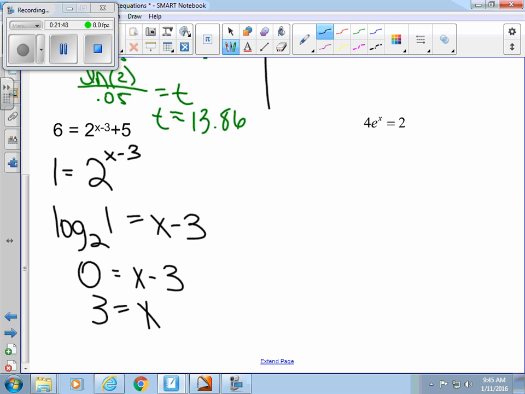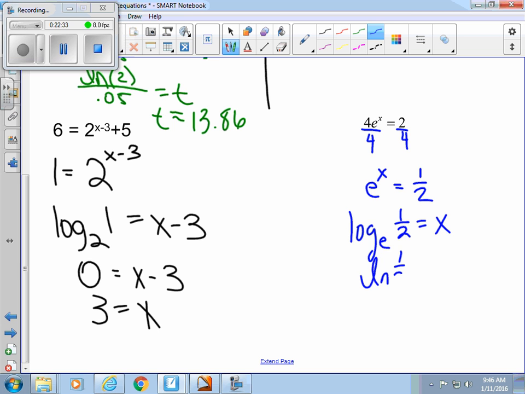What would we do? Divide by 4 first. Remember, I have to have the exponent by itself before I can do a rewrite or take the logarithm of both sides. Now what? Now I can rewrite it or take natural log of both sides, whichever works for you. Which is natural log of 1/2.